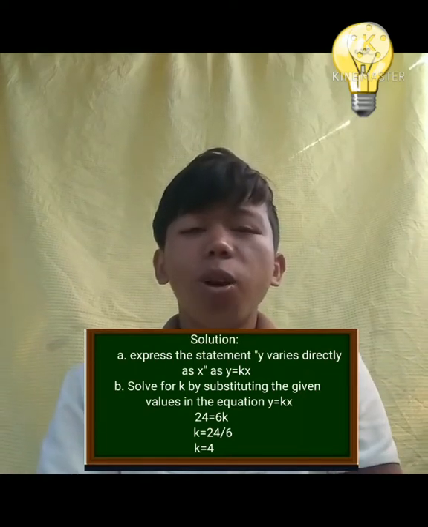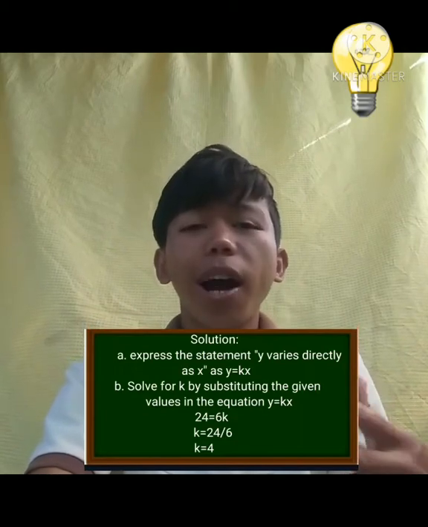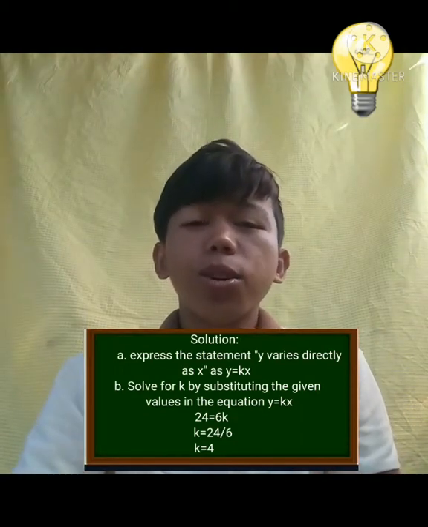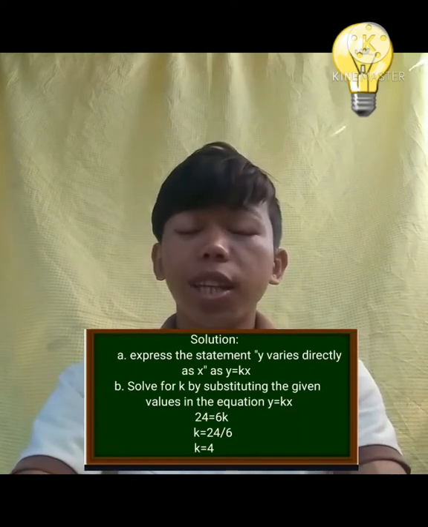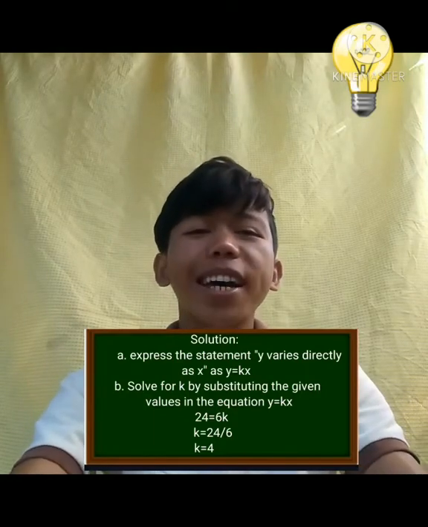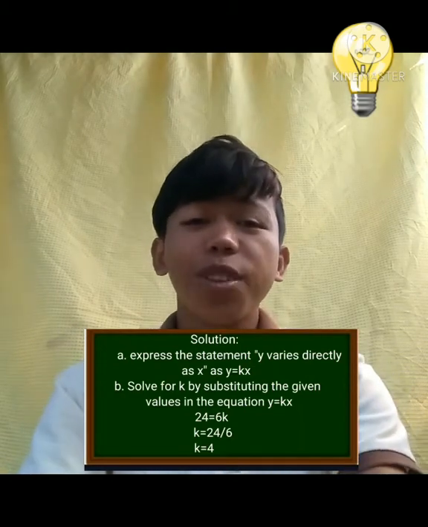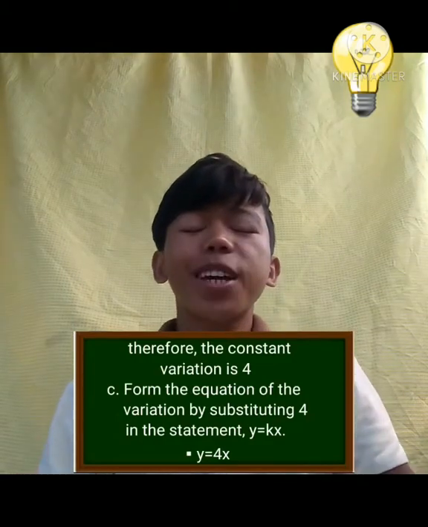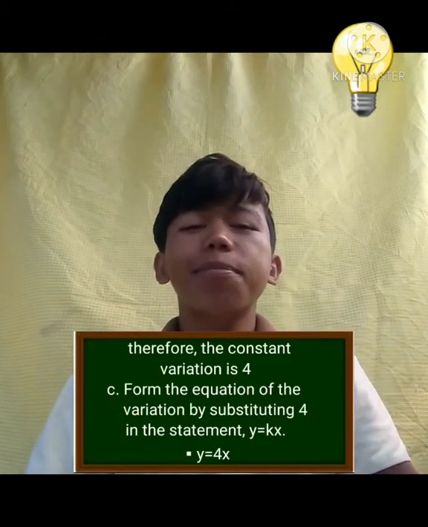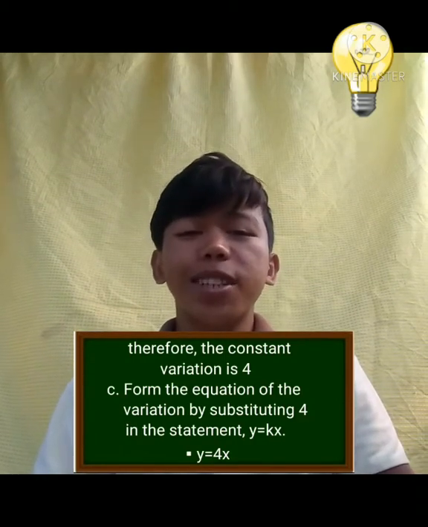If y varies directly as x, and y equals 24 when x equals 6, find the constant of variation and the equation of variation. So the solution: express the statement y varies directly as x as y equals kx. Second, solve for k by substituting the given values in the equation. So y equals kx, then 24 equals 6k, k equals 24 divided by 6, so k equals 4. So our constant of variation is 4. Then form the equation of variation by substituting 4 in the statement y equals kx. So we have y equals 4x.